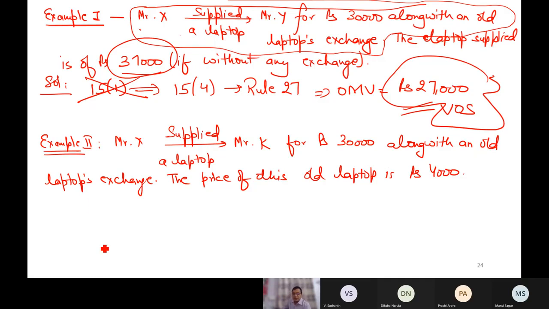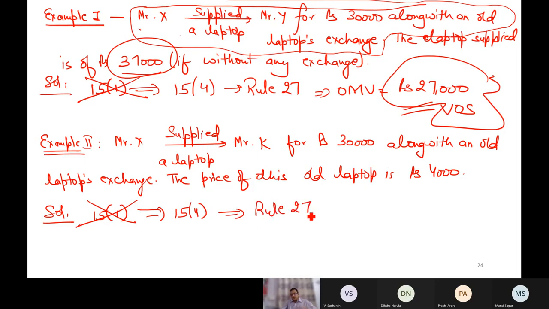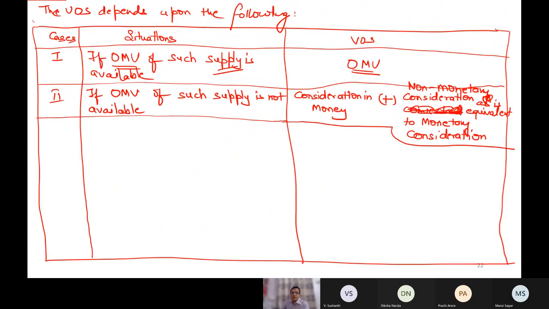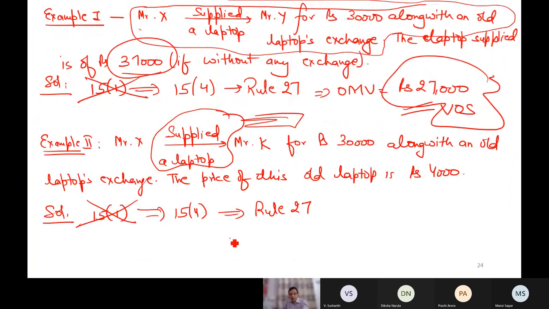In this case also, can I apply 15(1)? Answer is no. I cannot apply 15(1) because price is not the sole consideration. So I have no option but to search 15(4). Within 15(4), I found Rule 27, which says that if consideration is not wholly in money, you can apply Rule 27. Now my first case was, is open market value available? Answer is no. What is supplied is a laptop. Is open market value of this supplied product available? No, it's not available. Then I have the second case: if open market value is not available, at least you know how much in monetary terms. Yes, I know. How much is the monetary term? ₹30,000 is the laptop's monetary term, plus.